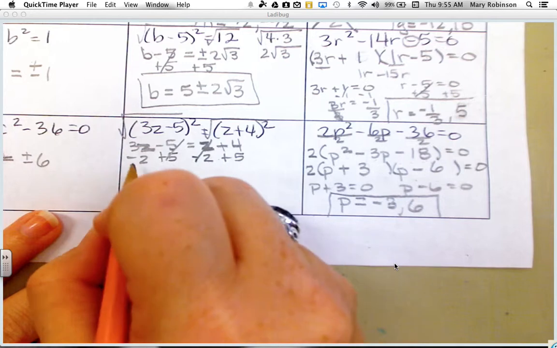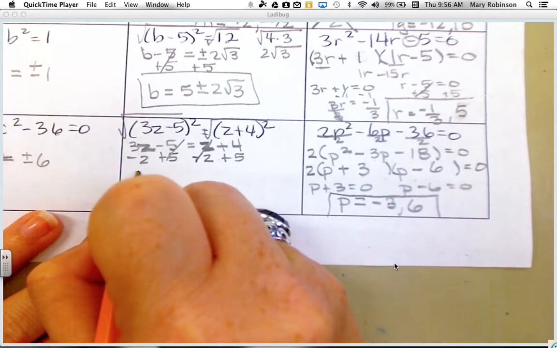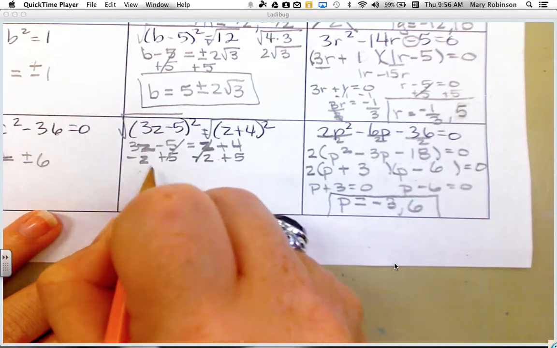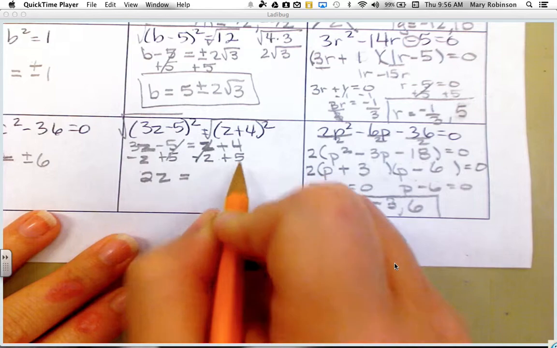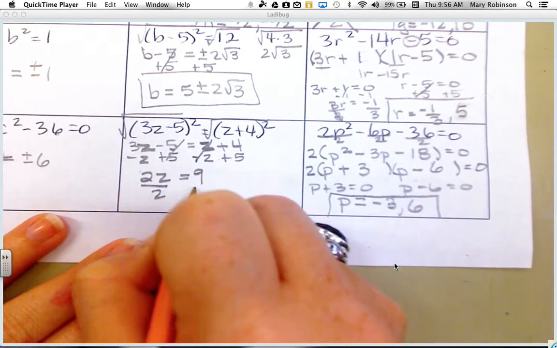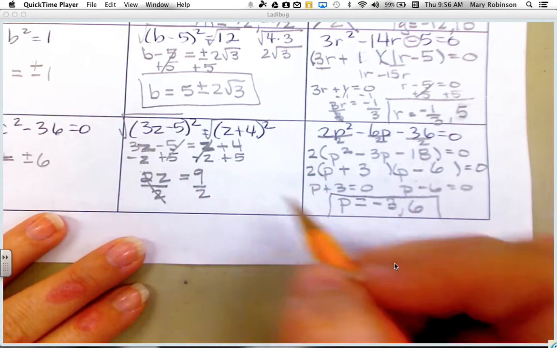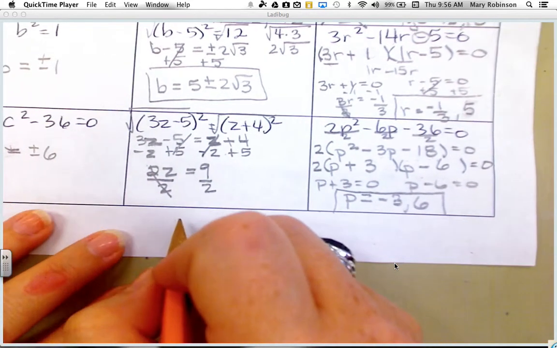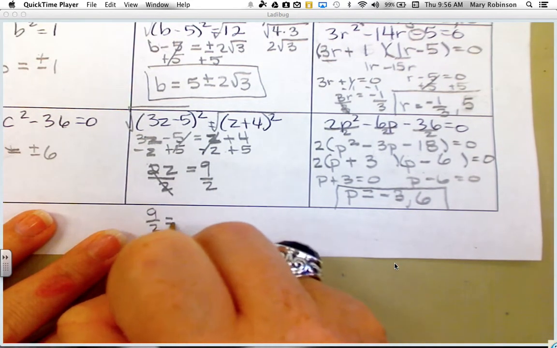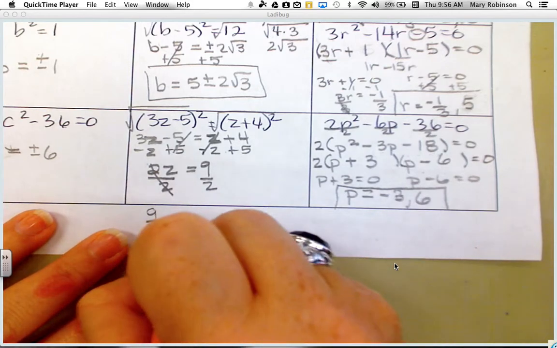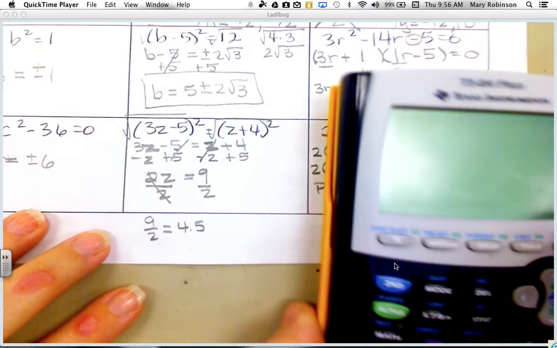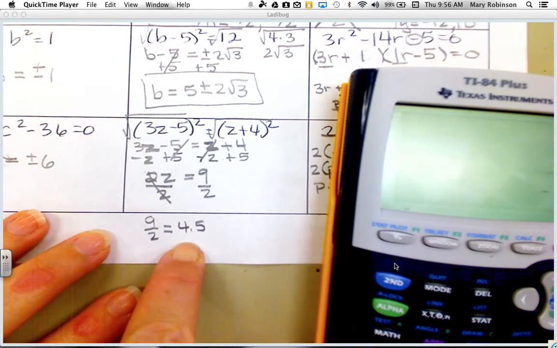So what does that leave us with? What's 3z minus 1z? So 2z equals 4 plus 5 is 9. And then if we divide by 2, we get 9 halves. Which means what? 9 halves is, as a decimal, what? Very good, 4.5. So what that means is I would expect my parabola to cross the x-axis halfway between 4 and 5. All right?